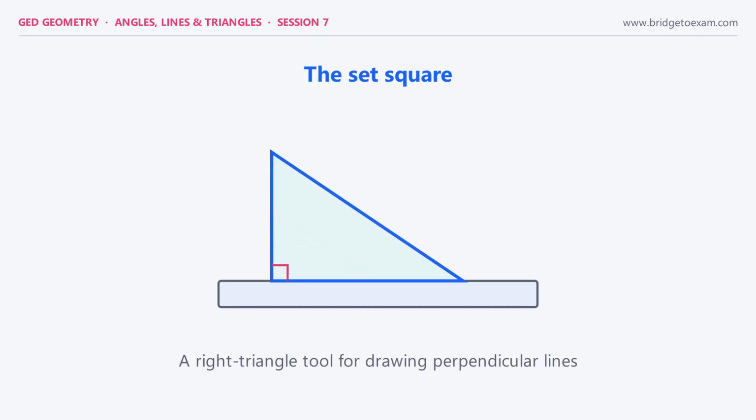Here's a real-world picture. A drafting tool called a set square is a right triangle with one perfect 90-degree corner. Drafters press that square corner against a ruler to draw clean perpendicular lines. The right angle isn't just math, it's a practical tool.